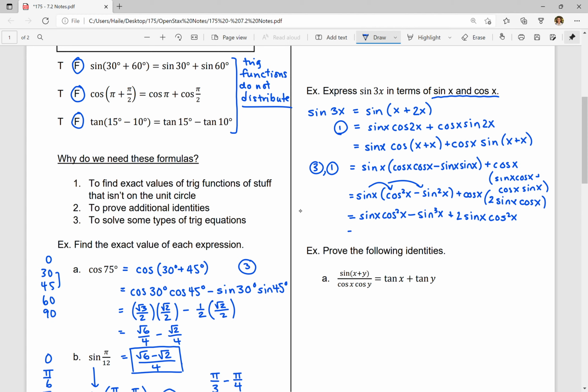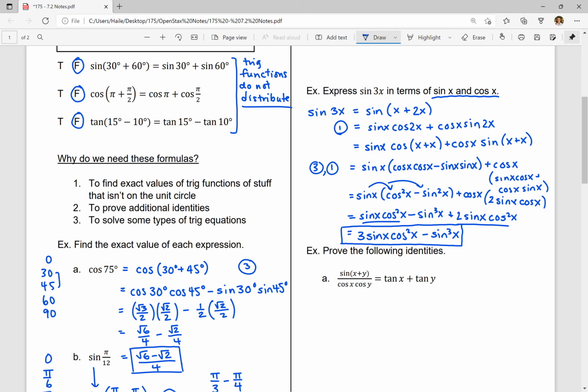Now you might notice that we have two terms that both have a sine x times cosine squared x. So we have this term and we have this term, so we can add them together. And so our final answer is going to be 3 times sine of x times cosine squared of x minus sine cubed of x. So now I've taken sine of 3x and I've written it completely in terms of just sine x and cosine x.